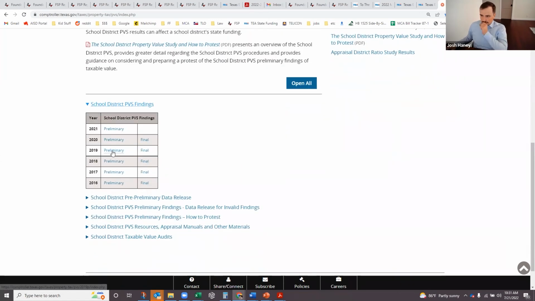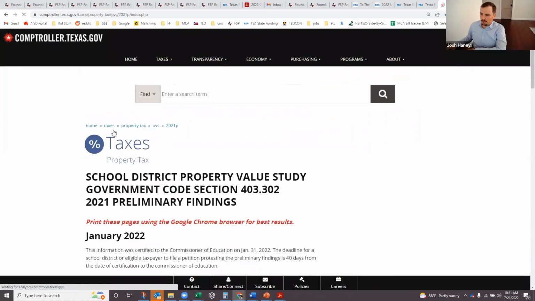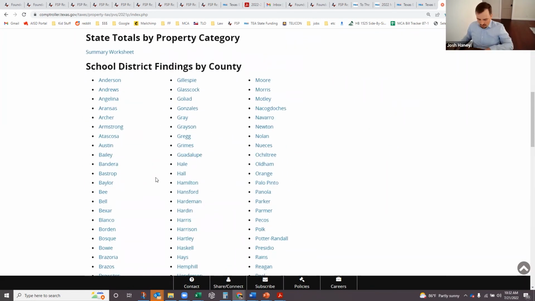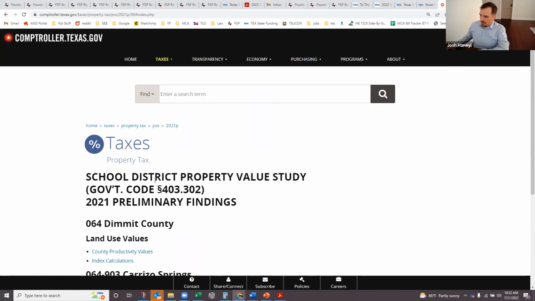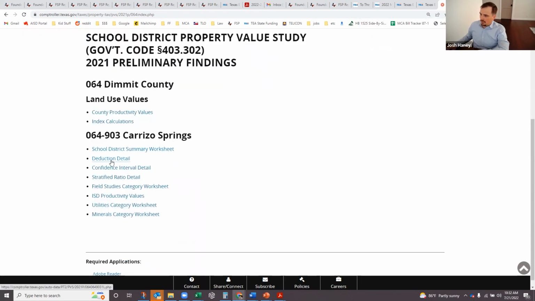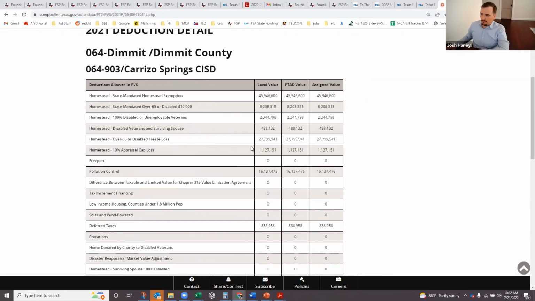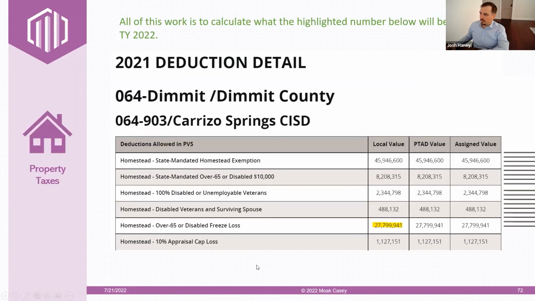You can see we have just the preliminary 21 that's out right now. Final won't come out until August. So we're going to just look at preliminary. And then you find your county. My guinea pig district here is in Dimmitt County. And then all of those frozen details are on the deduction detail tab. Okay, so that's where you can find that information.